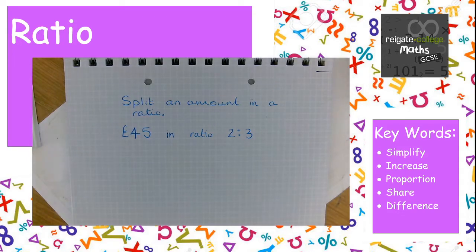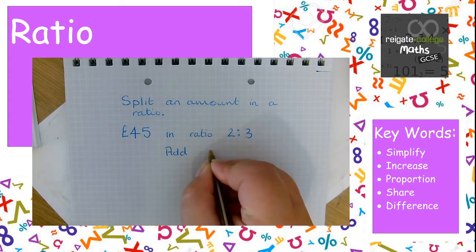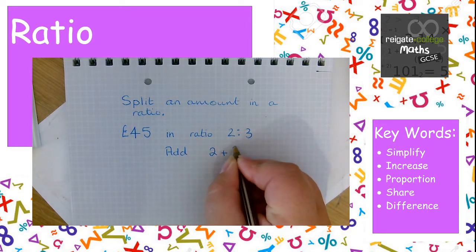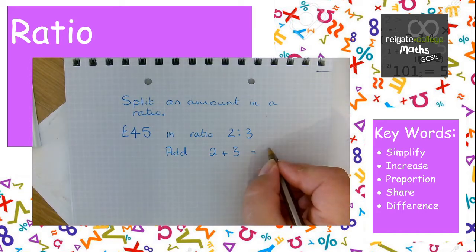Splitting a total amount in a ratio. Here I have £45 and I want to split it into 2 shares in the ratio of 2 to 3. The first part of my process is to add my ratios. That will tell me the total number of shares I need to split my amount into. 2 plus 3 is 5.